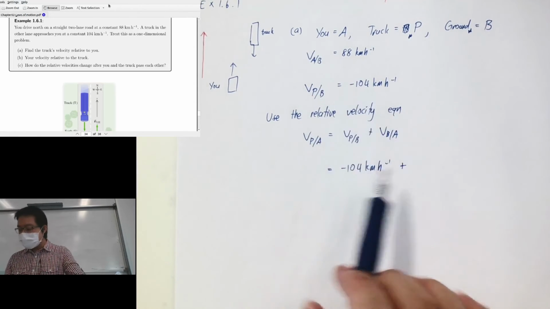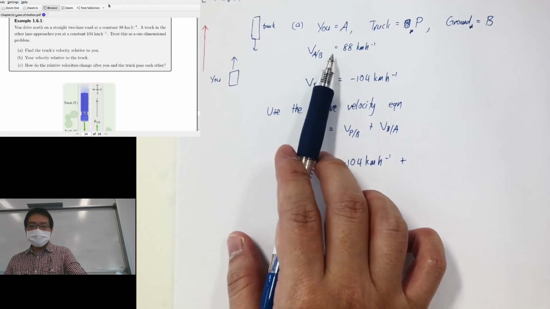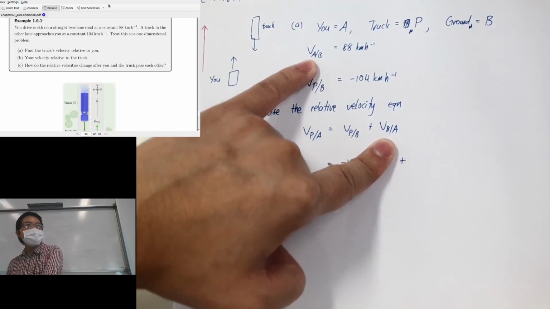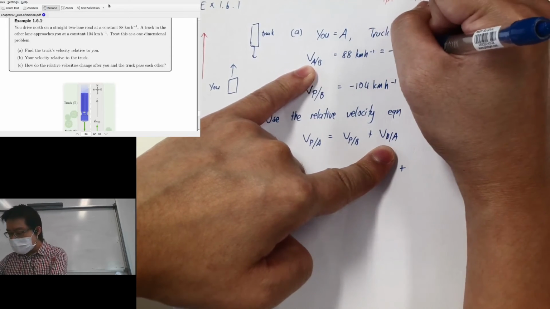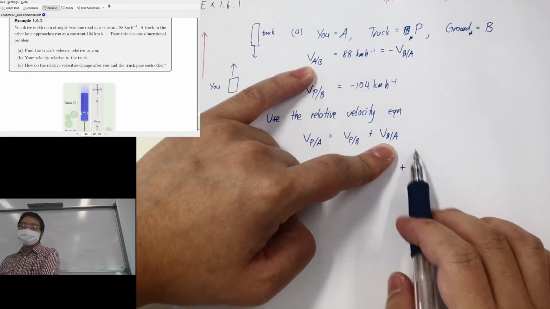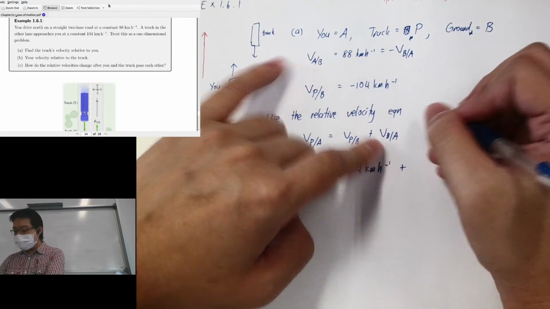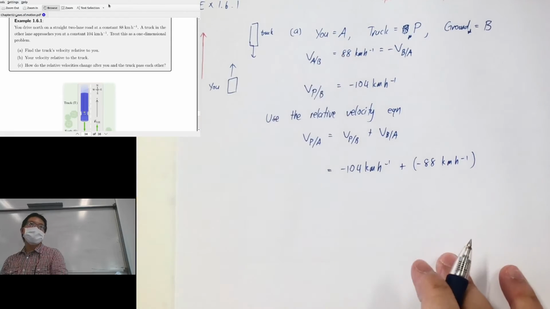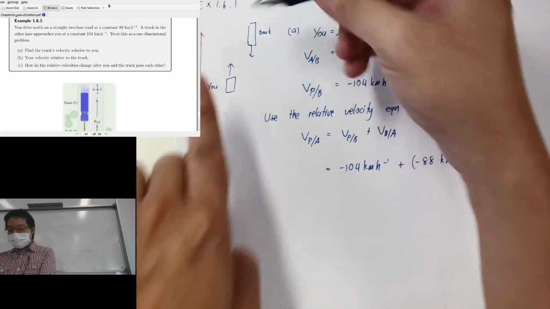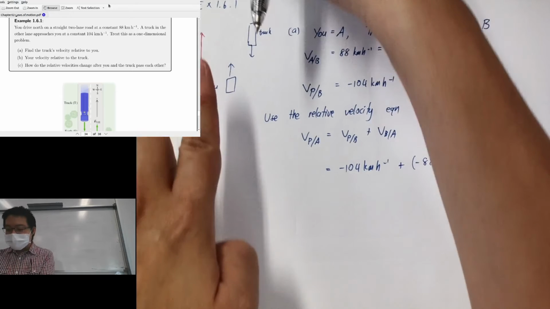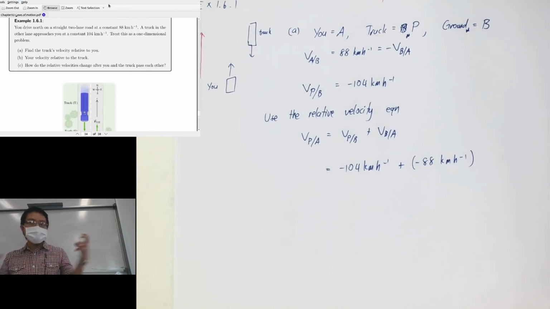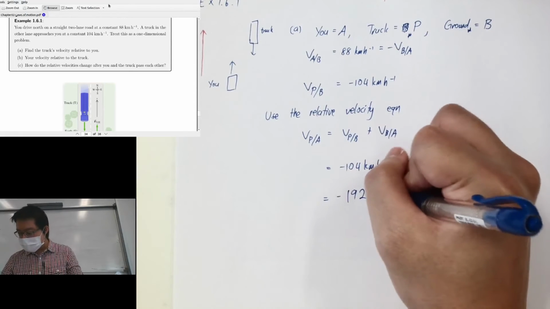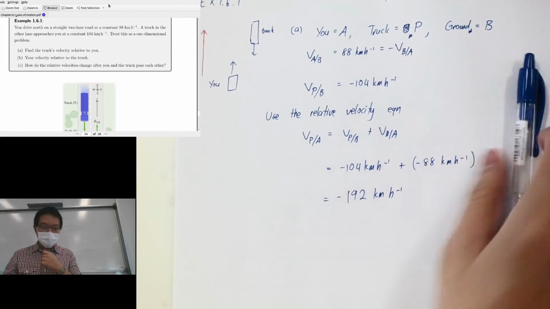Oh, okay. Now I see what's wrong. We said that VB is 88, but what we want is VBA, not VAB. So this is negative VBA. Yeah, this is very easy to forget, so I just forgot just now. So it's negative, which means I want the opposite of this. And you can imagine, if one person is going at 88 and the other is going in the other direction at 104, the result will be an even larger speed. So the final result is negative 192 kilometers per hour.